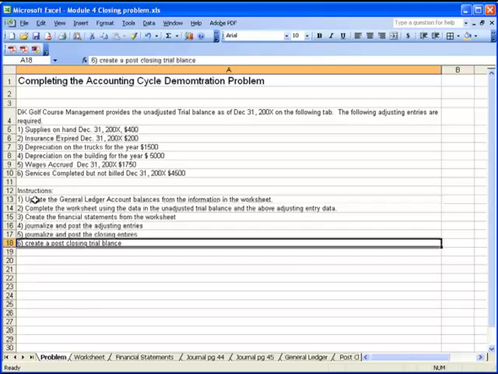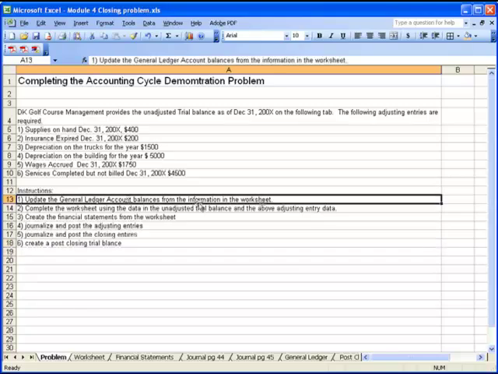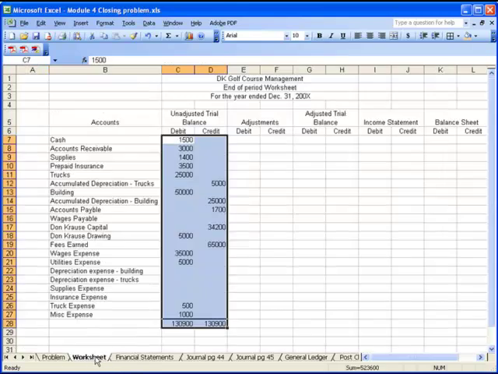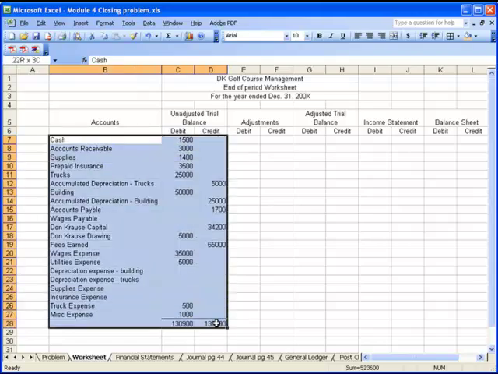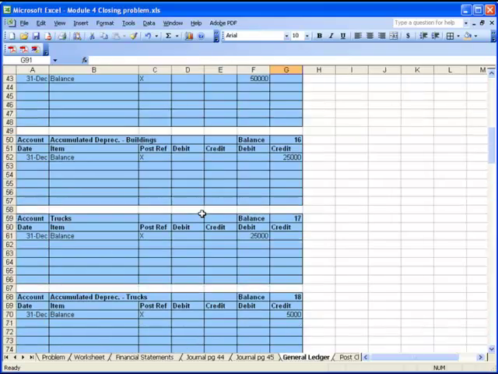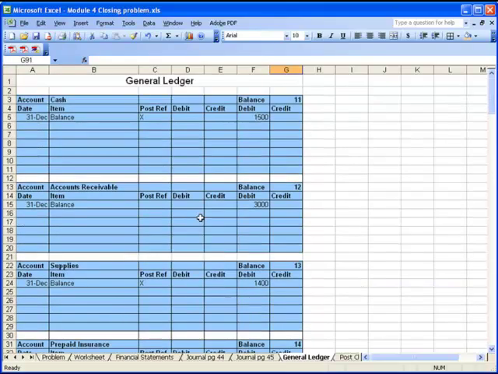Our first item that we have to do is to update the general ledger account balances from the information on the worksheet. Now, this is not something you would typically run across in the real world, but some textbooks present this as part of the problem where you've got to actually take this information and transfer it to your general ledger and update your account balances in your general ledger.